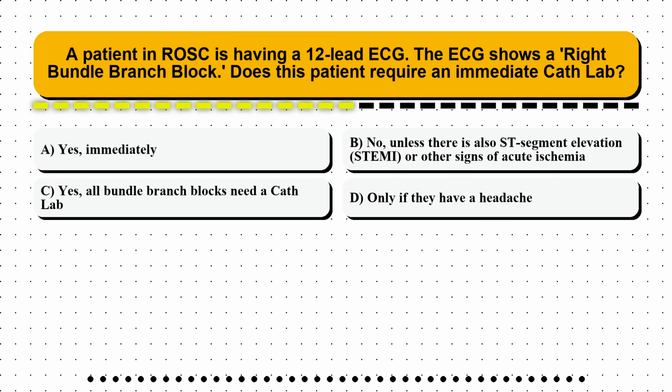Option A, yes, immediately. Option B, no, unless there is also ST segment elevation, STEMI, or other signs of acute ischemia. Option C, yes, all bundle branch blocks need a cath lab. Option D, only if they have a headache.